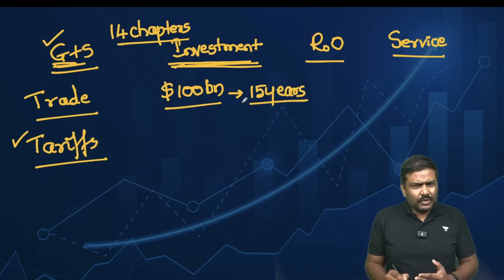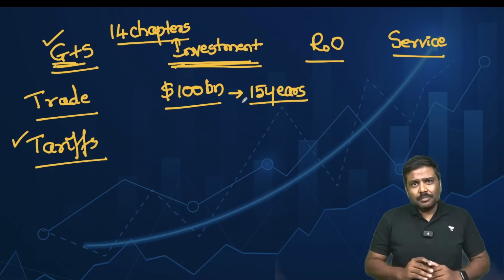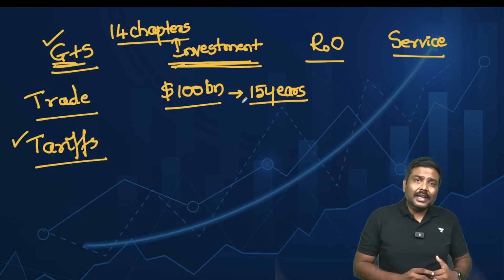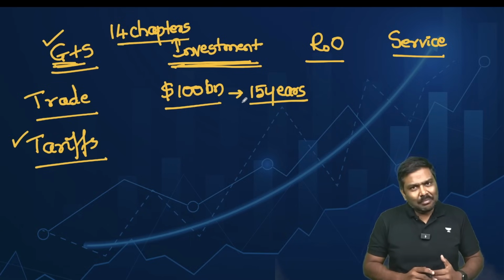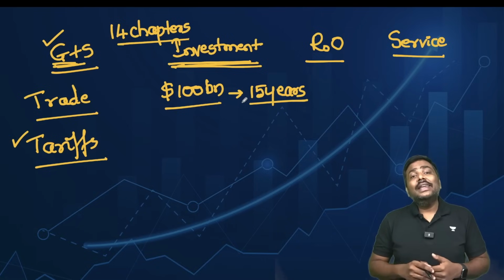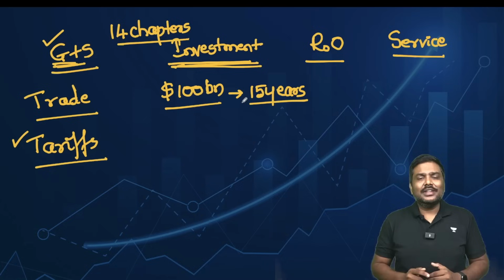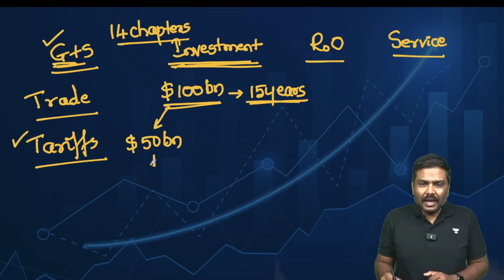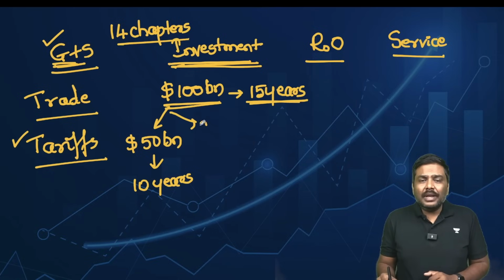And when I say the next 15 years, it is basically 15 years from the year when the agreement will be implemented. If it is implemented from next year, then it is next year plus 15 years. So they will be investing $100 billion in 15 years. More importantly, out of this $100 billion, $50 billion will be invested in the first 10 years, and the next $50 billion will be invested in the next 5 years.